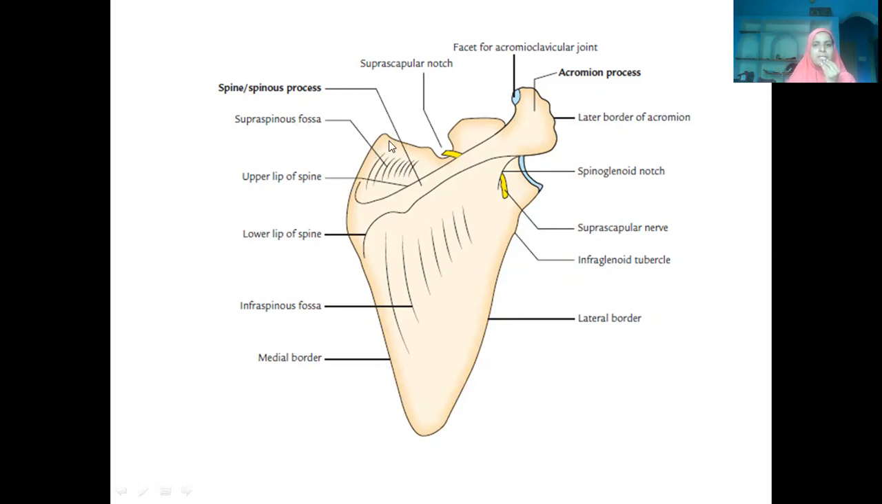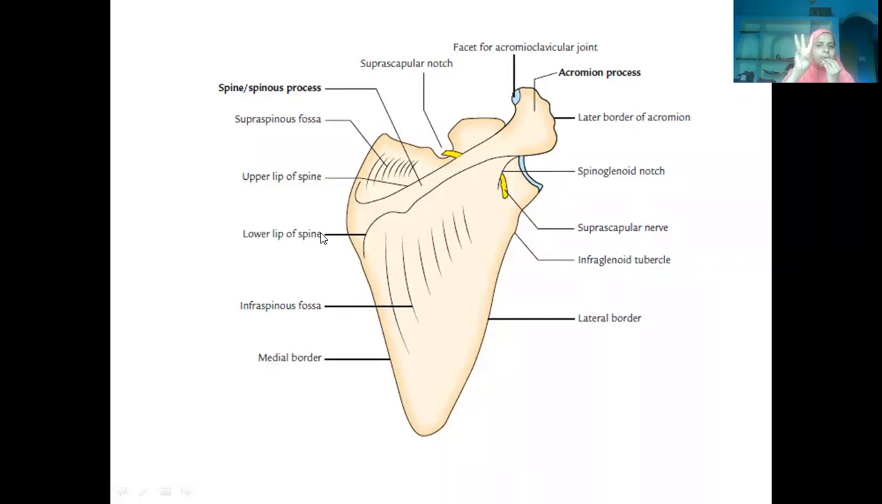Just consider it as a triangle. Then it has 3 angles. What are the various angles we have? This is the superior angle, this is the lateral angle towards the glenoid cavity, this is the medial angle and this is the inferior angle. Below you have the inferior, lateral and medial angles.